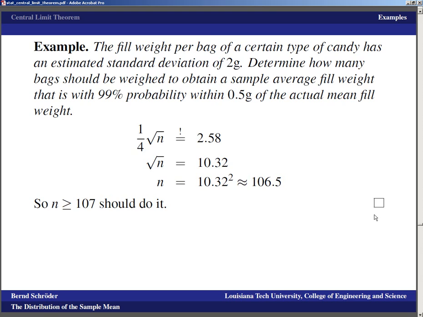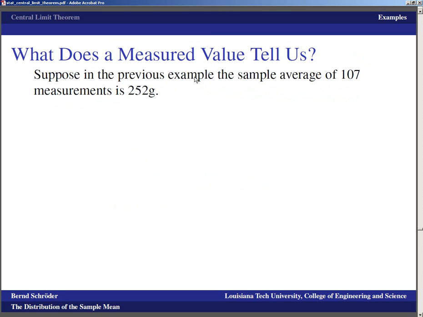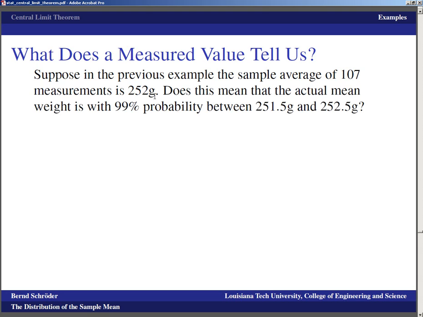Now, I think the next thing we're going to do is interpret that a little bit. So what would the measured value actually tell us? Suppose in the previous example, the sample average of 107 measurements is 252 grams. Does that mean that the actual mean weight is with 99% probability between 251.5 grams and 252.5 grams? And it's very tempting to say yes, because that's how we set things up.